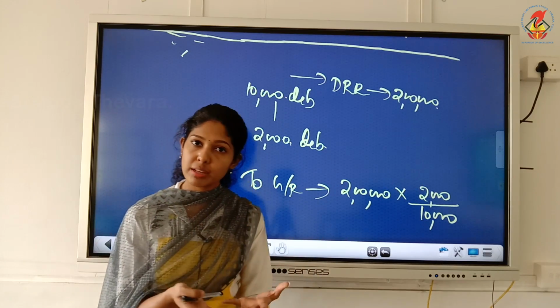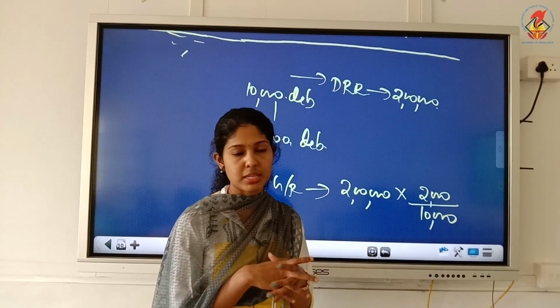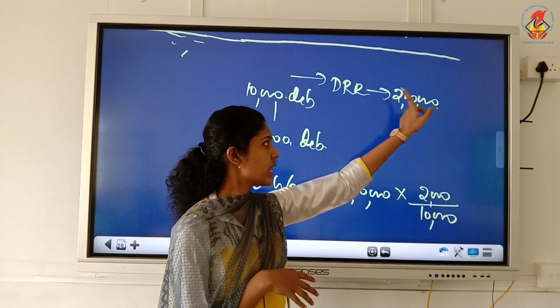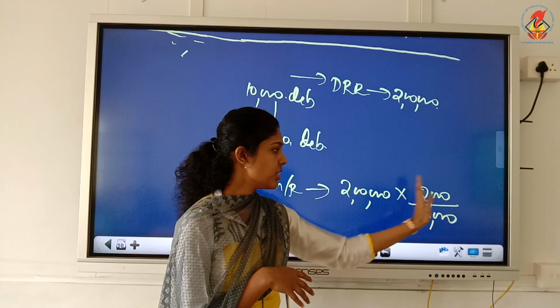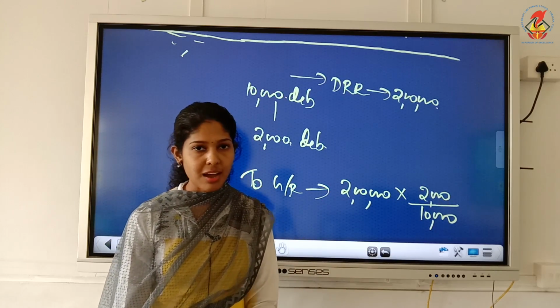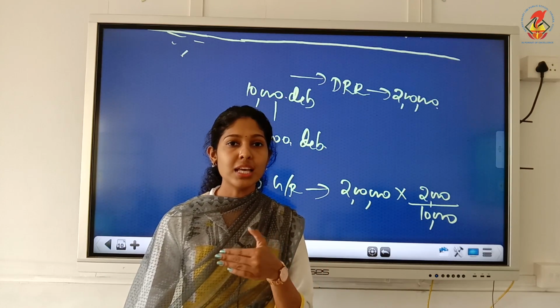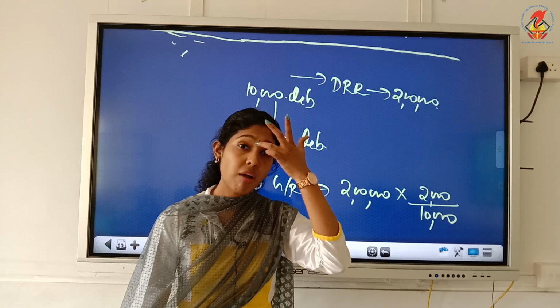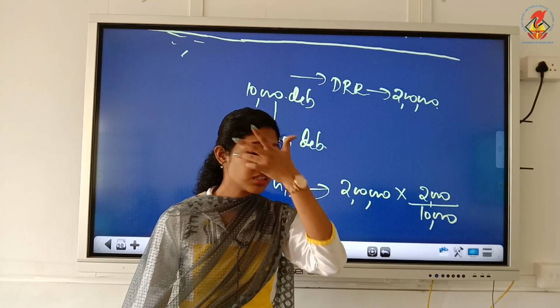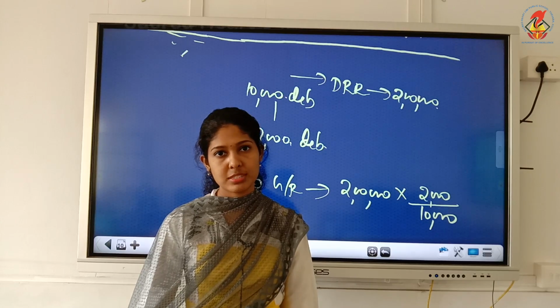Suppose next year you are redeeming 3,000 debentures. So, it will be 2 lakhs into 3,000 by 10,000. Understood? This is the amount in DRR which will proportionately transfer to general reserve. So, this thing you have to keep in mind, and this should be done if you repay in installments. Okay.